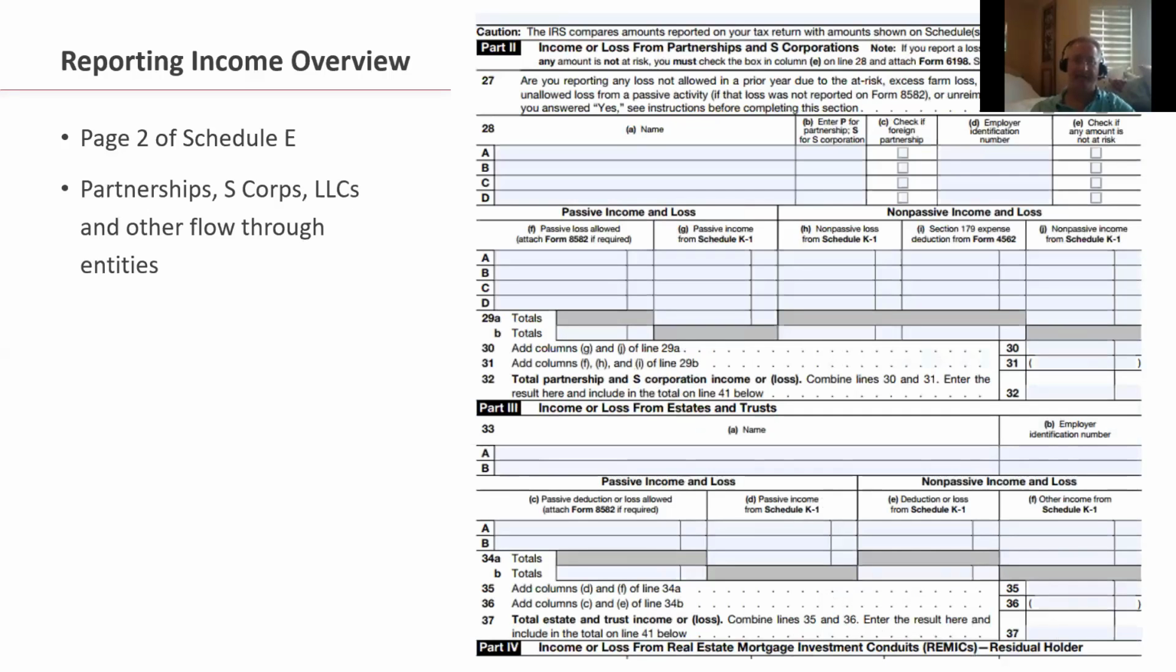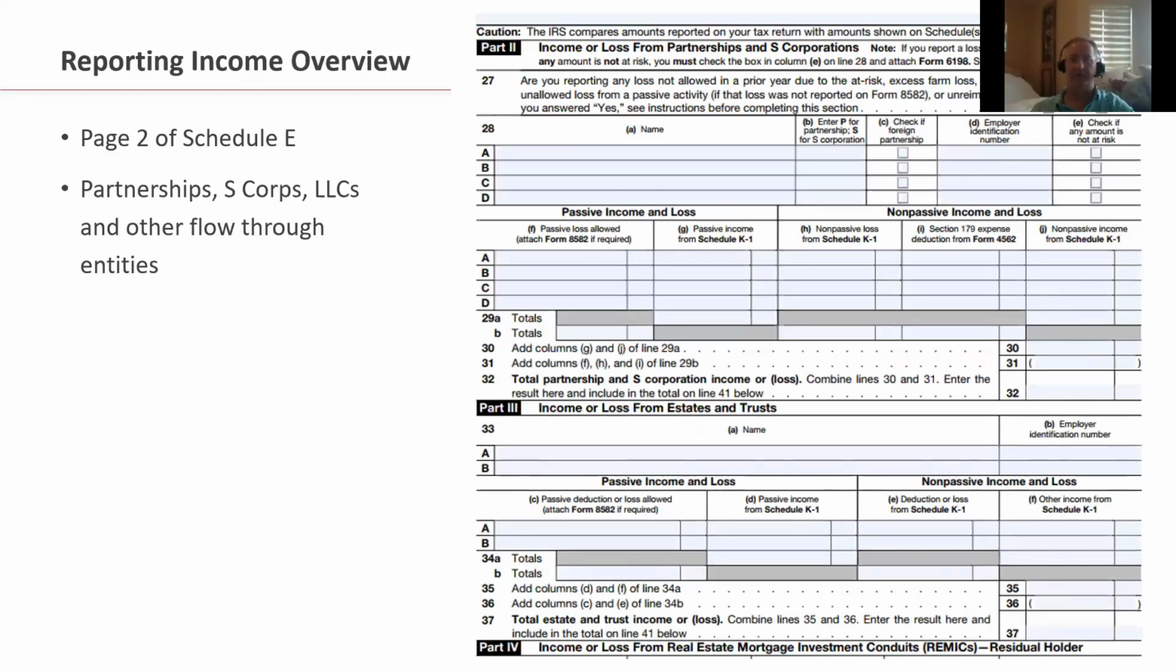On the back of Schedule E is where you report income from your other business activities, partnerships, S Corps, and LLCs. And you can see that there's a line for income or loss from partnership. That's Part 2. Look way up at the top of the sheet. And then within that is passive income or losses, right?